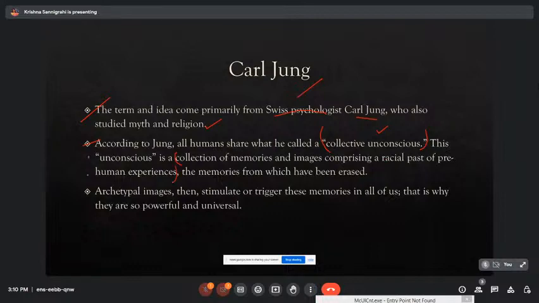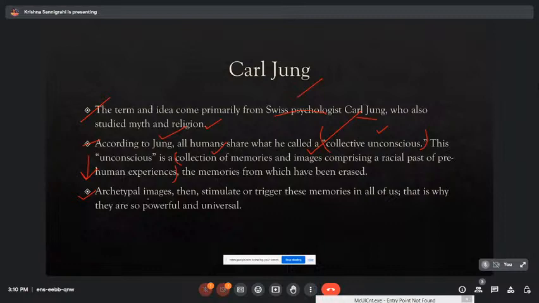So this much you will have to remember regarding the idea of collective unconscious. This concept is important, so keep a note of it and know who propounded it and what the concept talks about. It is talking about the collection of memories and images which is a part of a racial past of our pre-human experiences, and this whole thing comes across as collective unconscious.